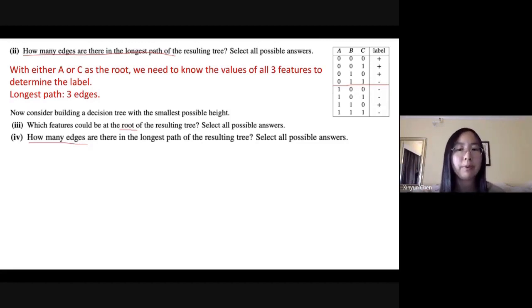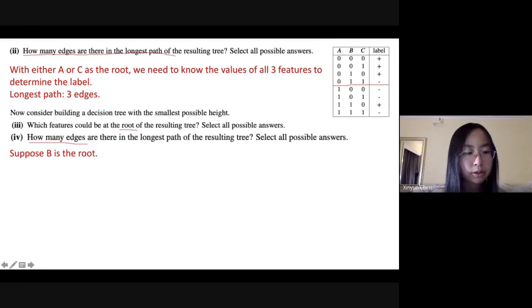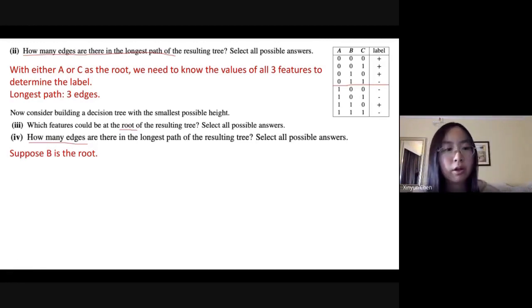Then for this part, we are basically asking if we build a tree in another way, whether we could actually get a decision tree with a smaller height. So here we will consider the only remaining case, which means that we will use B as the root. So let's do it. Suppose we choose B, and then when B equals 0, there are these 4 points, right?